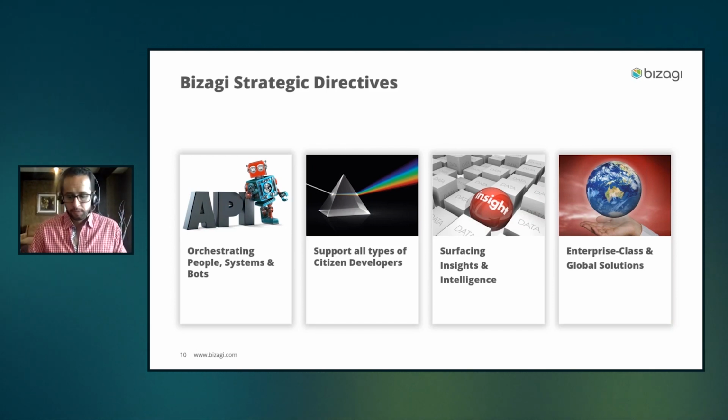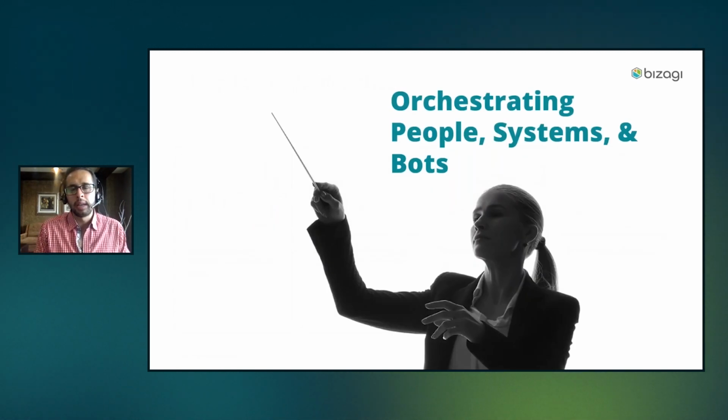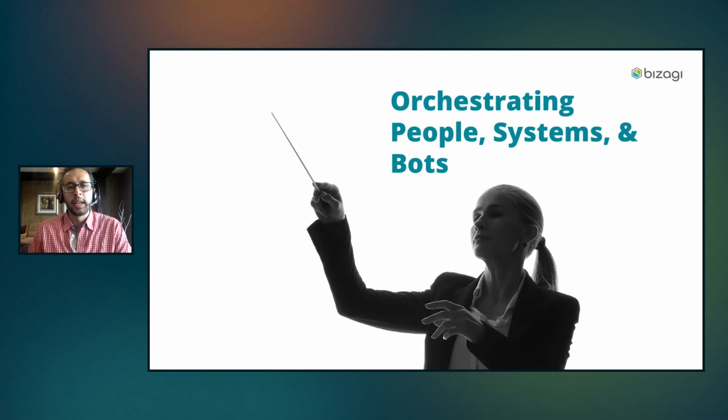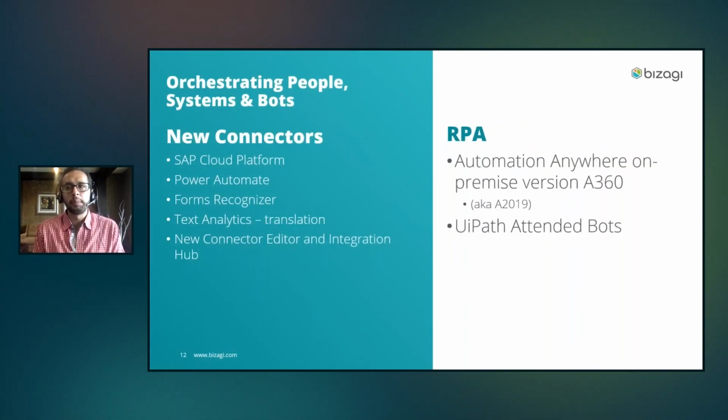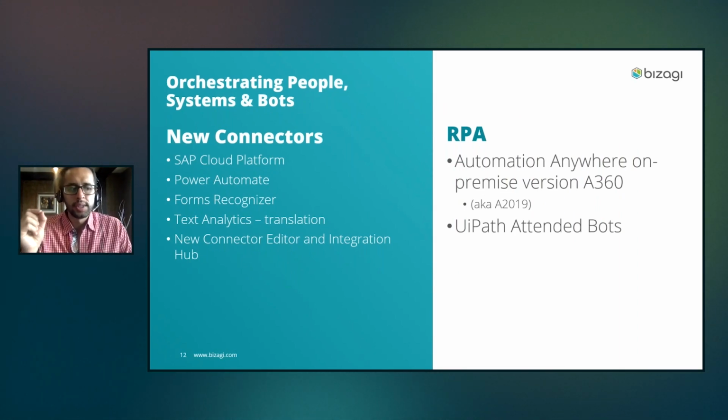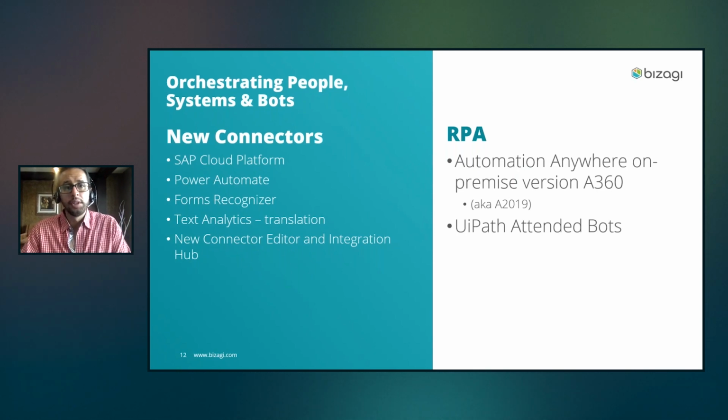So let's start seeing one by one the different features that we have developed for every single element that you got here. And we're going to start with orchestrating people, systems, and bots, the first strategic directive in our company. For this one, I am really excited and happy to show you some of the features that we have. Take into account that I am going to present just some of them, the most relevant ones. If you want more information, you can go to our website and from there read the full release notes of the version and understand in detail everything that we have included.